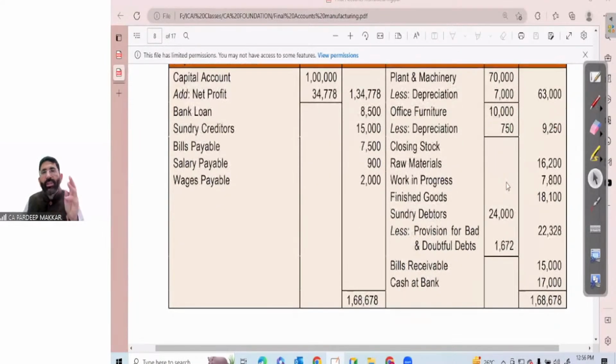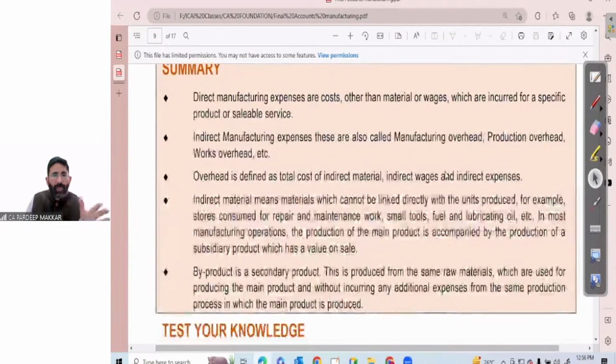In the balance sheet, there will be three types of stock. We will have raw material, we will have work in progress, we will have finished goods stock. That's it. Nothing else. No other difference in the balance sheet. Very simple. So practically it is very simple.